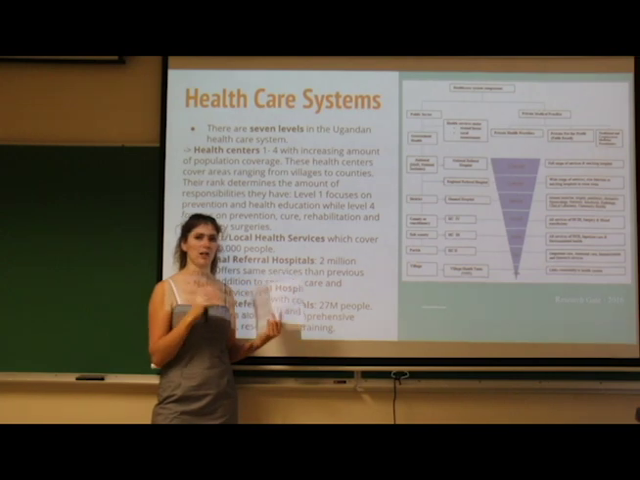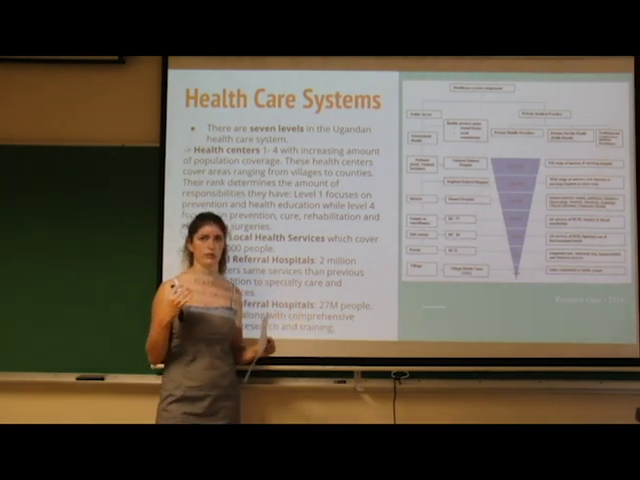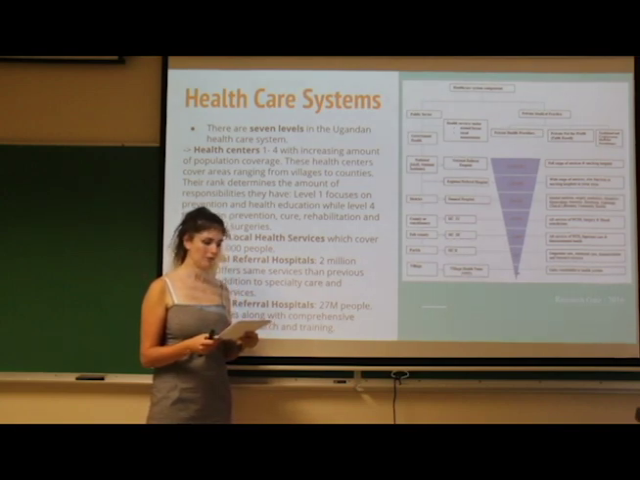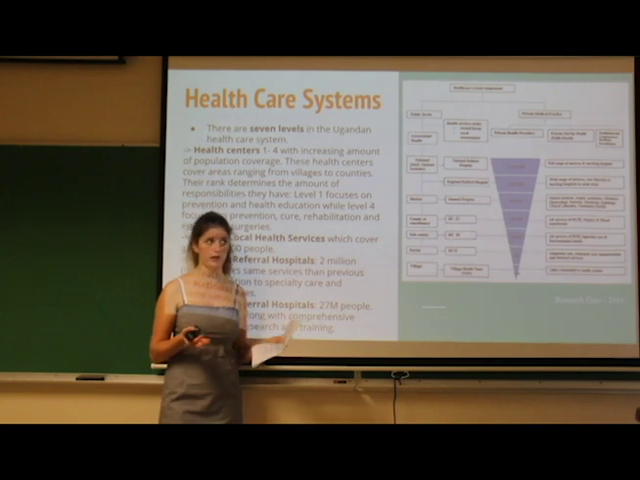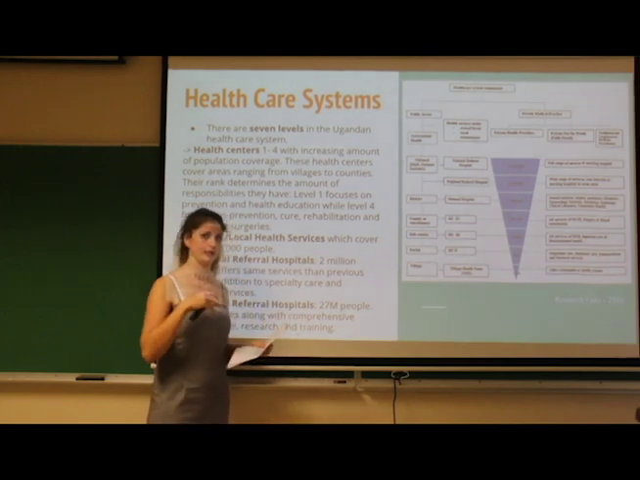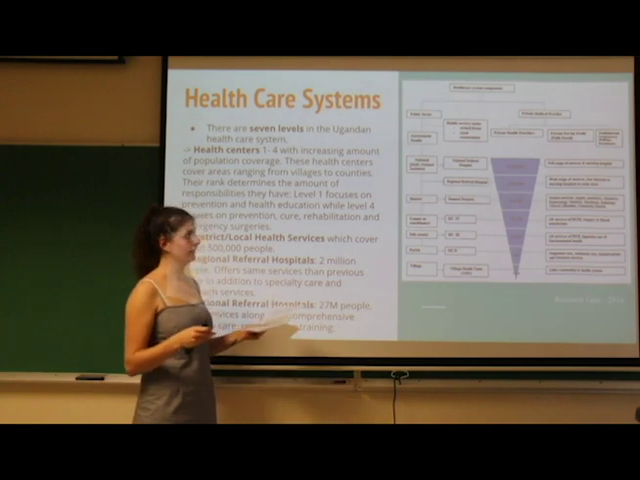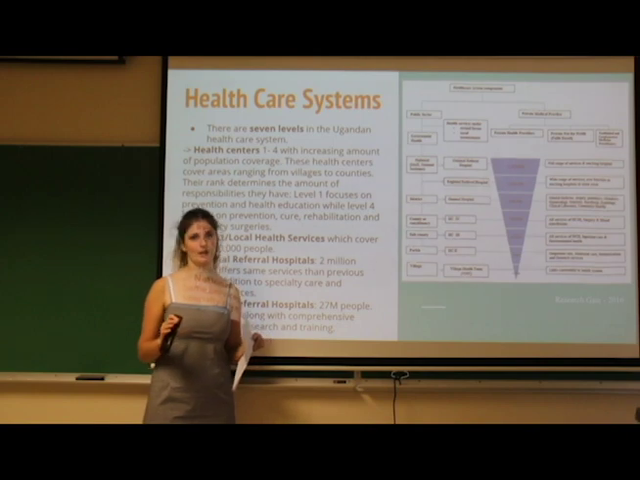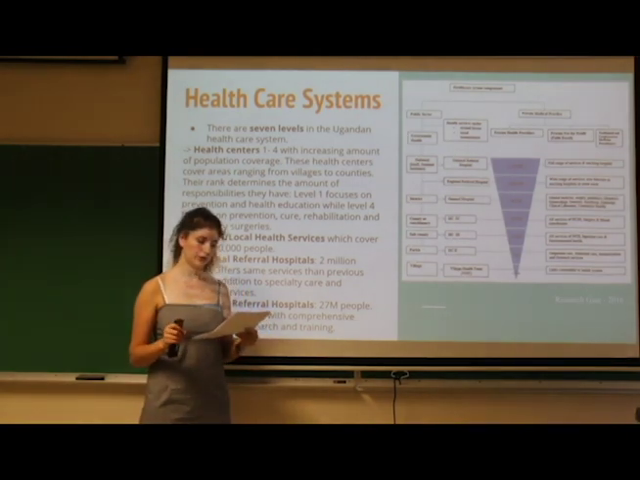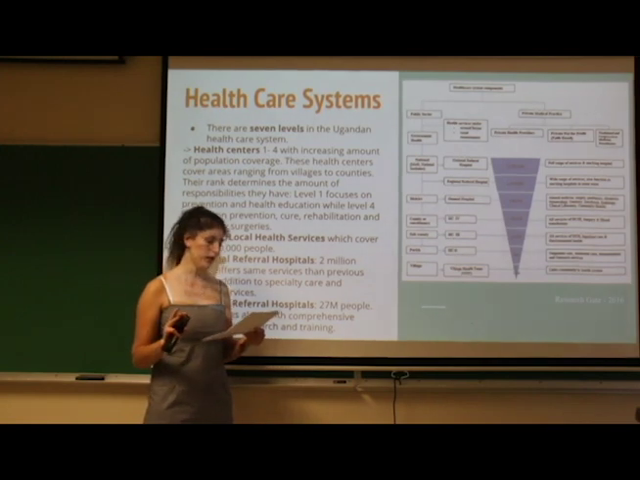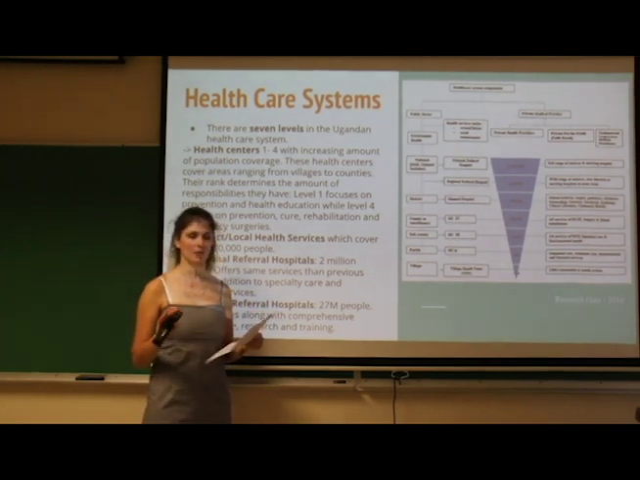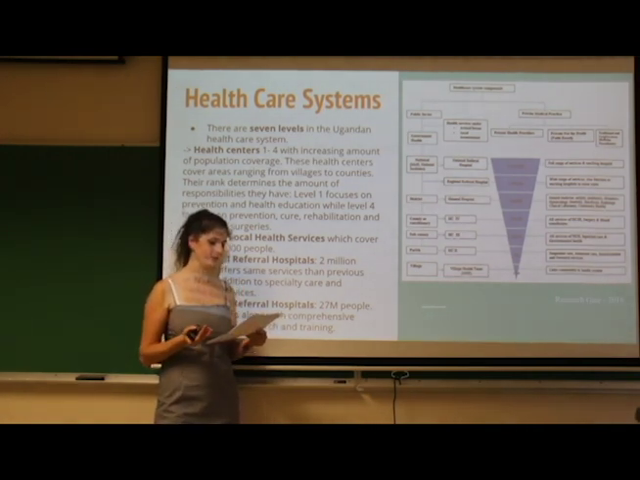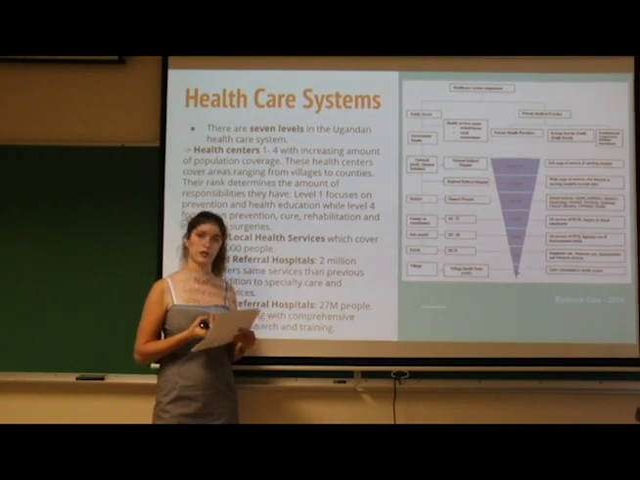So for health center number 1, it usually focuses on education and prevention, and health center number 4 covers prevention, cure, rehabilitation, and emergency surgeries in addition to what the other centers do. The next level is the district health services, which typically cover about 500,000 people. And then the regional referral hospitals are the third level. It typically covers about 2 million people, so it does the same thing as the others, but in addition to that, it also provides select specialty care and outreach services.